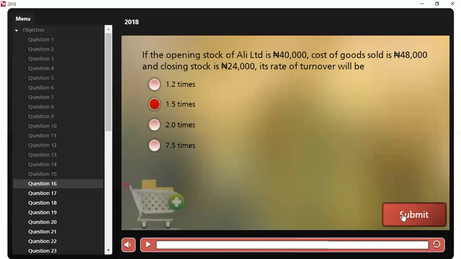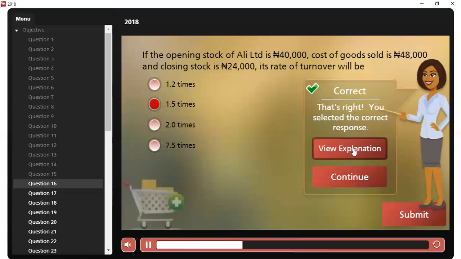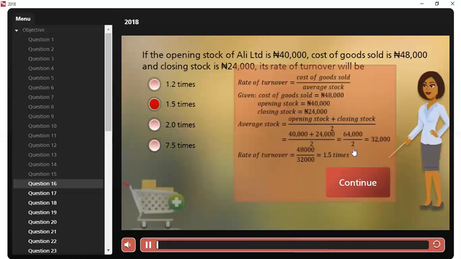Okay, now to do this, we have to use the formula. The rate of turnover, which is cost of goods sold over average stock. Now, the cost of goods sold has been given in the question as 48,000 naira. The problem there will be how to get the average stock, but we can get that from the information we have. Opening stock and closing stock was given. So to get average stock, you add up opening stock plus closing stock, divide your answer by 2.